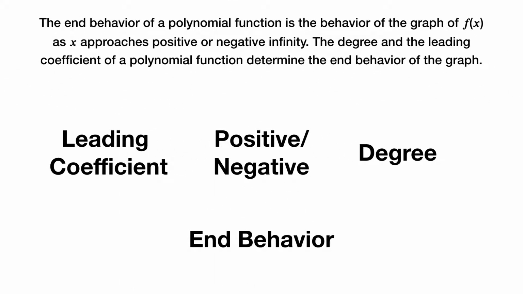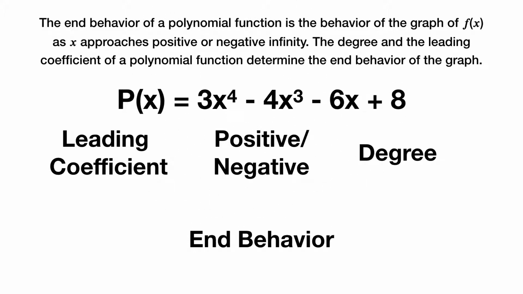All right, so now we're going to talk about end behavior in polynomials. So here's an equation. First off, what we have to understand is the behavior of the graph f of x as it approaches positive or negative infinity. What that really means is basically, what is the graph doing? Is it going up or down as I go to the right and as I go to the left? The degree and the leading coefficient of a polynomial function determine this end behavior. So let's start with this one.